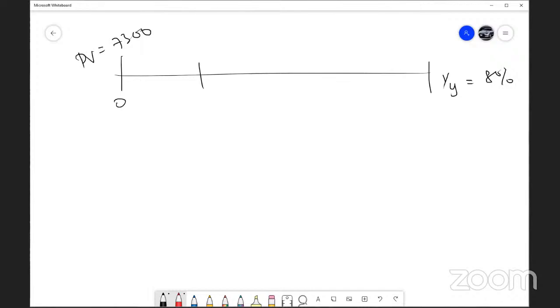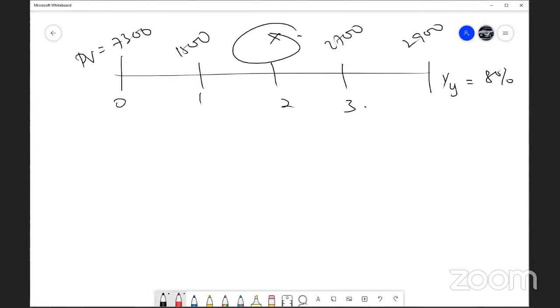So there's cash flow 1, 2, 3, and 4. Year 1 got 1,500. Year 2, don't know. And year 3, 2,700. Final year, 2,900. Okay, so they tell you to find the missing cash flow, this one. So how? Very easy. Just use the multiple cash flow equation.